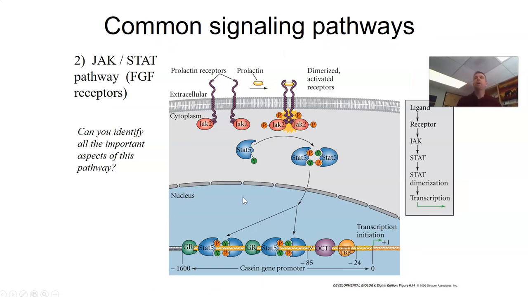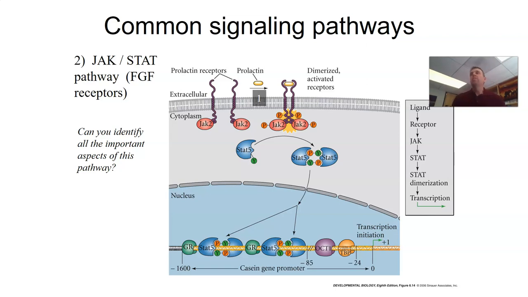Another common signaling pathway is JAK-STAT. All right? So what I want you to do is kind of look at this briefly and try to write down just in 3 steps what's going on. All right? Can you identify the important aspects of this pathway and write down what's going on? Because this is really what I want you to be able to do. You don't have to memorize any pathways, but you have to be able to look at a pathway given to you and kind of determine what's going on.